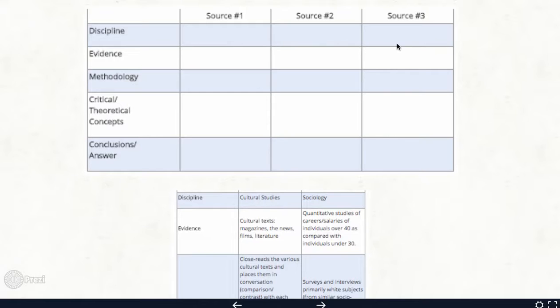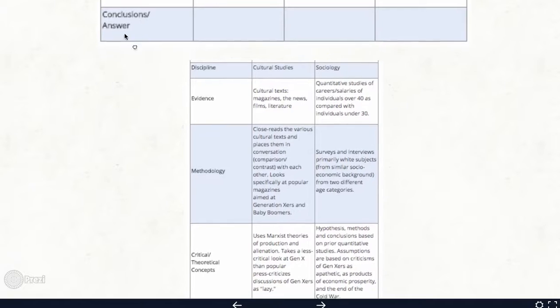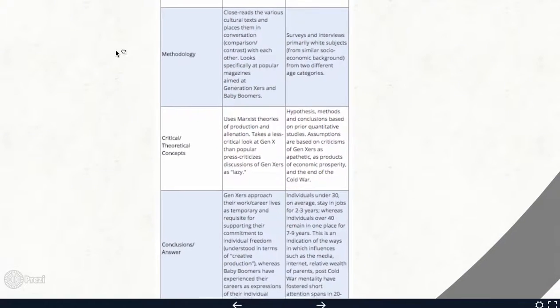So what was the source talking about? What evidence did they have? Or what evidence did they use? What was their methodology? What were their critical or theoretical frameworks or concepts? And then what were their conclusions? You don't have to fill out all of these, but only the ones that matter for what you're doing. And then here is an example.